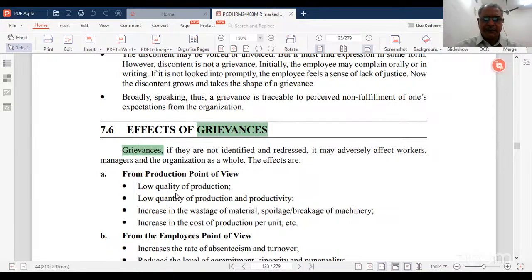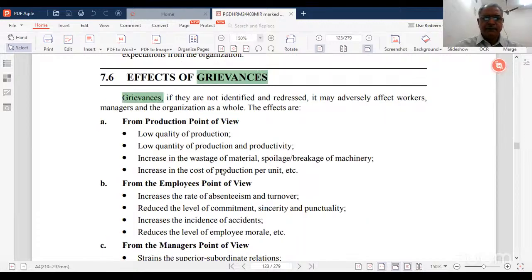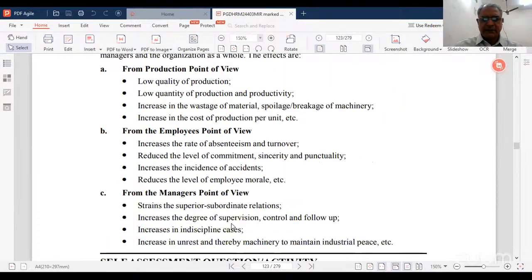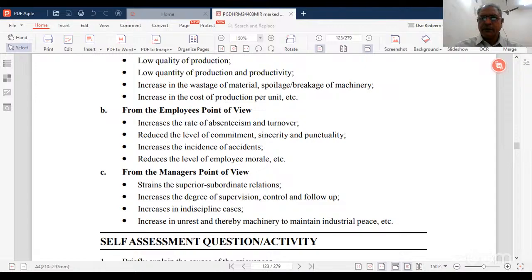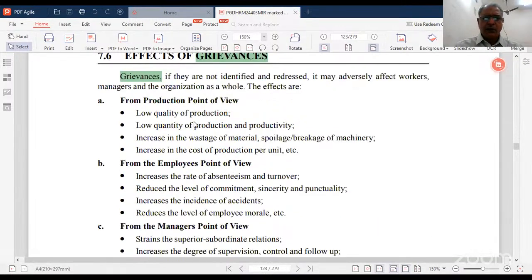Now you join. So what are the grievances in that, and how best are the grievances going to be handled? That is the important element from the employee point of view: low quality of production, low quantity of production, and so on and so forth. This is another important area.